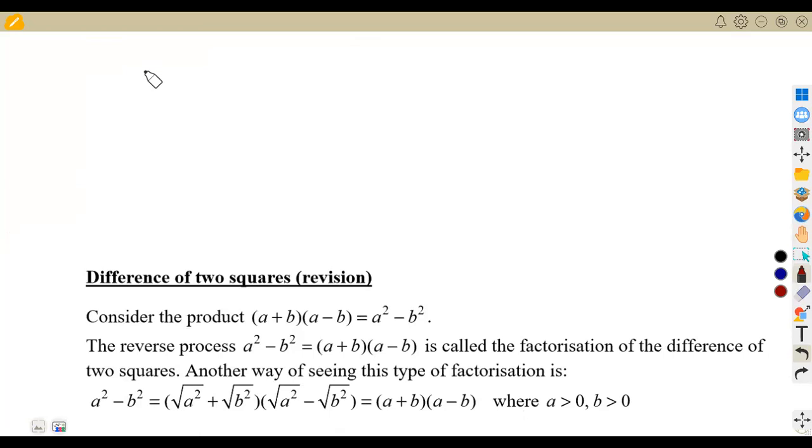Let us just take an example where we have an expression that is a squared minus b squared. This is referred to as a difference of two squares. All right, a squared is a perfect square. Remember, with a perfect square, you are considering a term or a number that has a square root, and that square root is an exact term or an exact number.